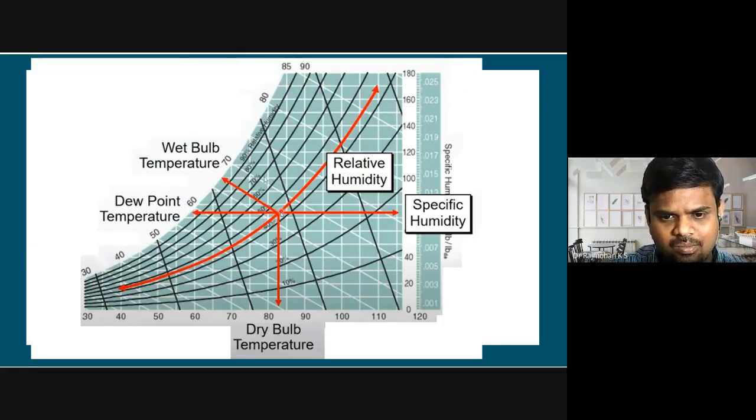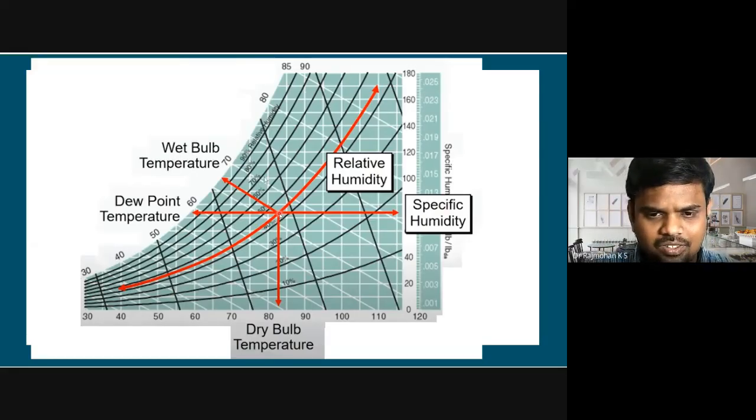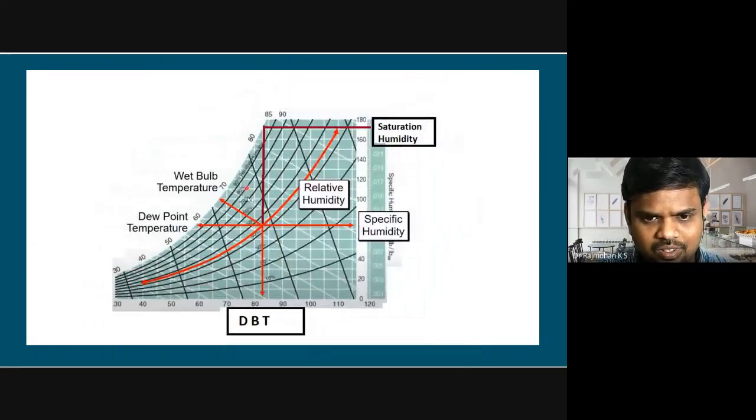What is the saturation humidity corresponding? This is the actual humidity, but at the same temperature, what would be the maximum possible water vapor that can be present in the air? So you can extend the line to where it meets the 100% saturation line. The corresponding value on the y-axis gives us the saturation humidity. So the saturation humidity can be obtained by extending the line parallel to the x-axis and reading the corresponding y-axis value.